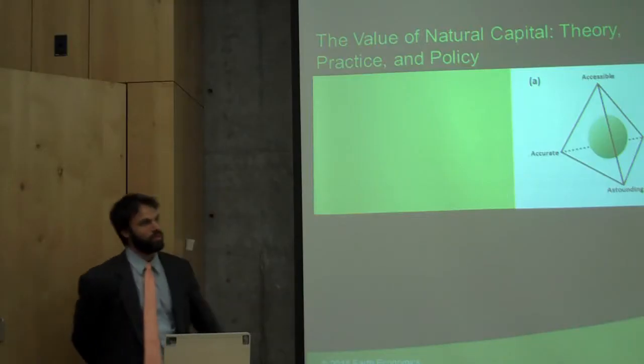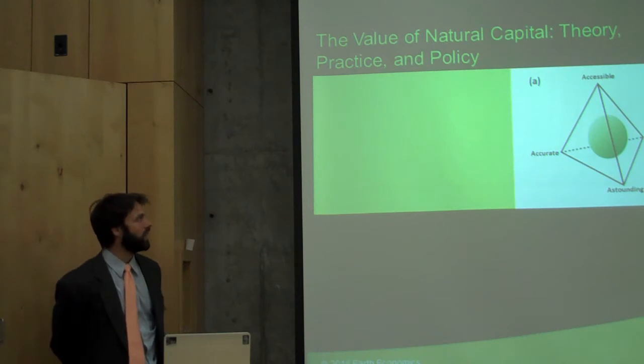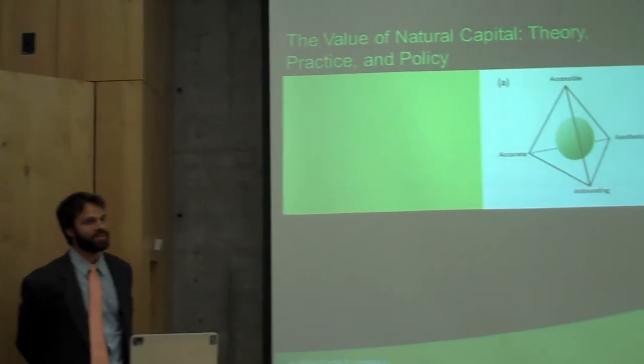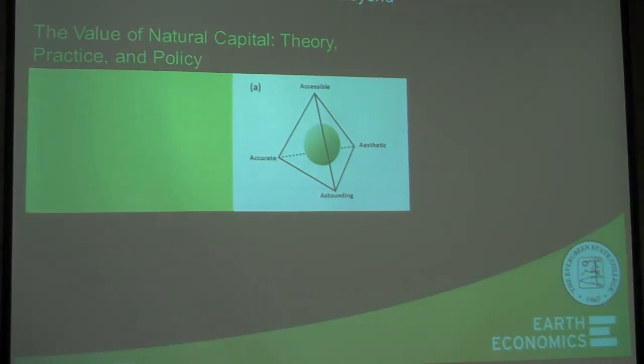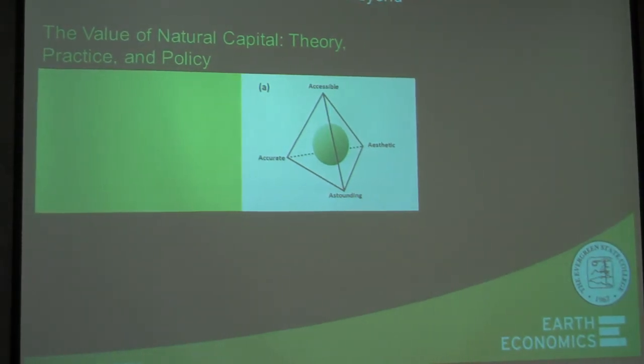But when you make a map, you want to think about 4 A's, and that's the intersection between accessible, accurate, aesthetic, and astounding. So as we look at all these maps that I'm about to show you, keep that in the back of your mind. And when you make your own map, you want to think about accomplishing all 4 of those.